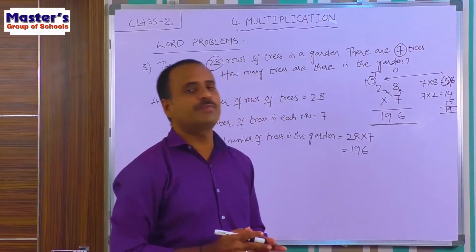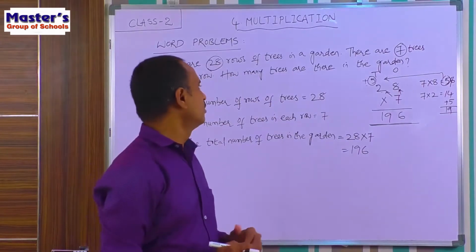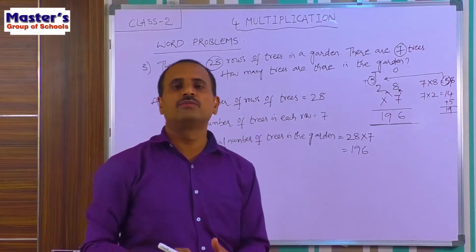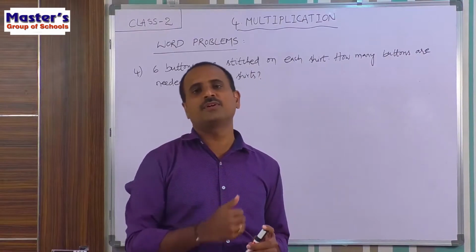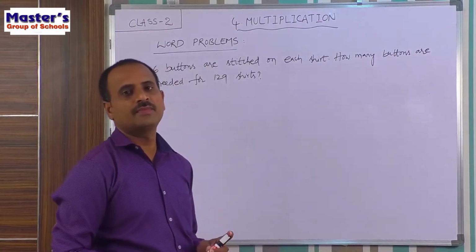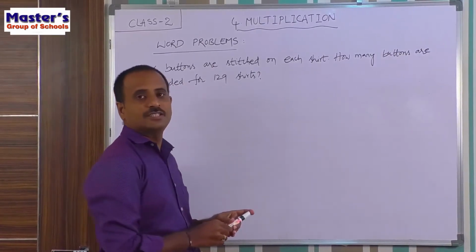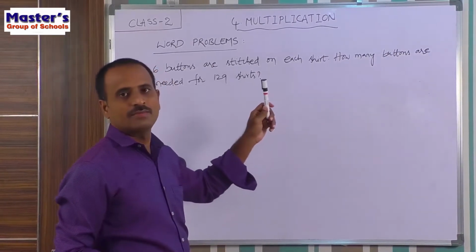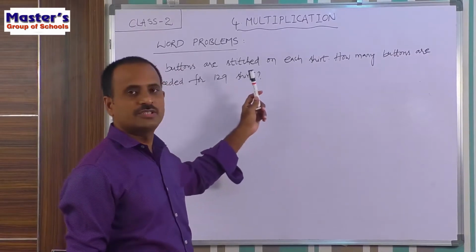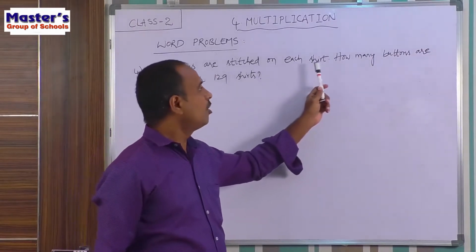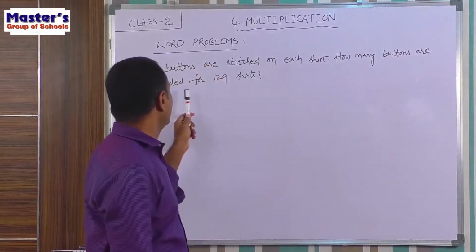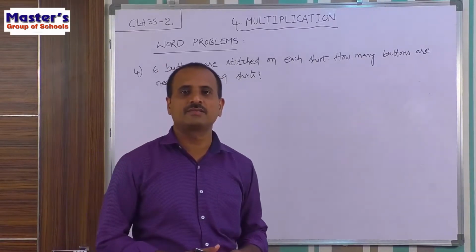So in this way we can practice the word problems. Note down this problem in your notebook. Children, see the next word problem. That is the 4th one. Read the word problem. 6 buttons are stitched on each shirt. And how many buttons are needed for 129 shirts?